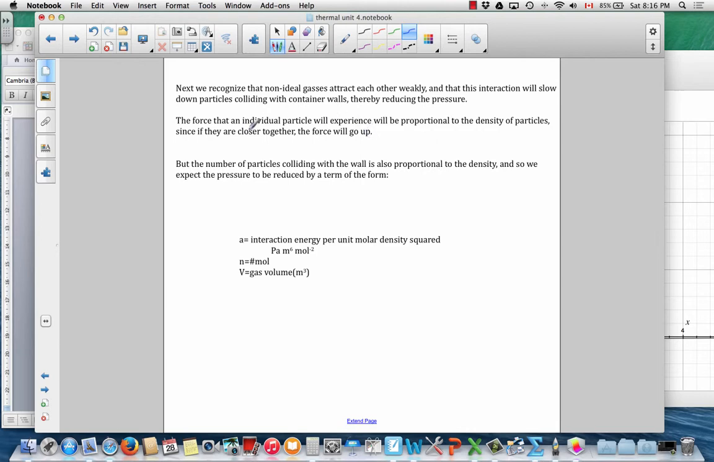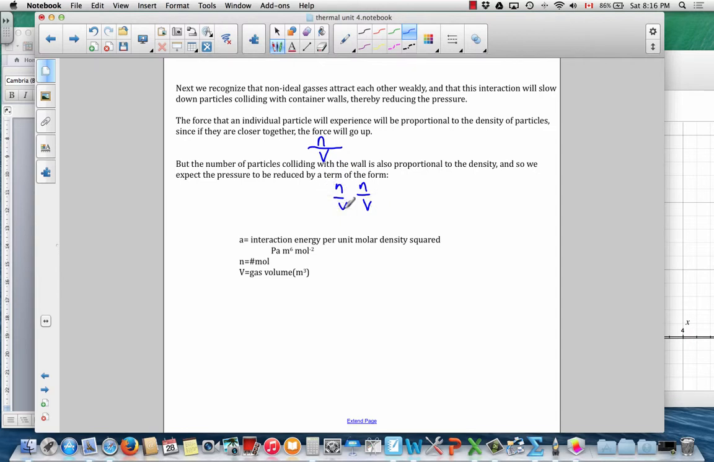Well, the attraction due to the non-ideal gas behavior is going to be proportional to how close those particles are together, i.e. to the density, number of moles over volume. So that's the factor that's going to slow down each given particle. However, the number of particles being slowed down is also given by that same term. And consequently, we expect a pressure reduction that looks something like this.